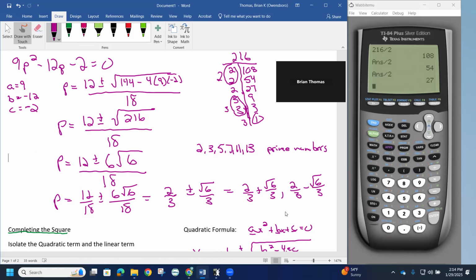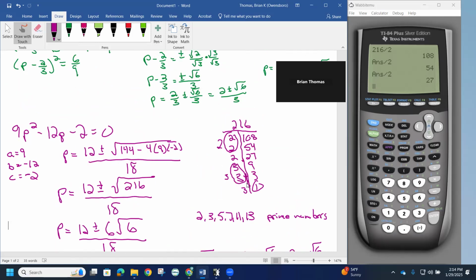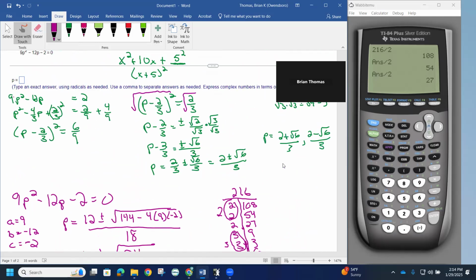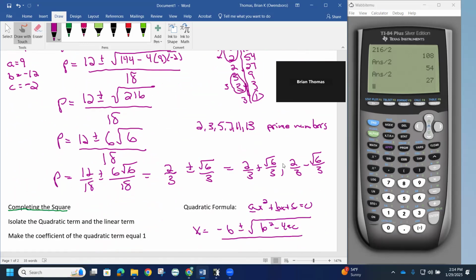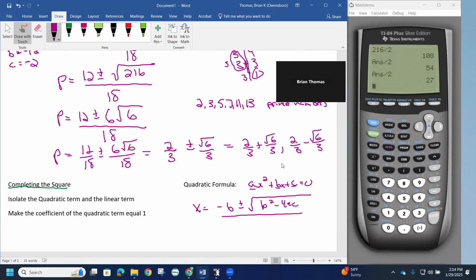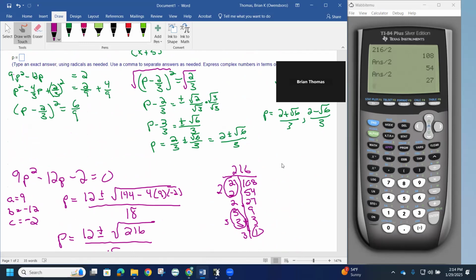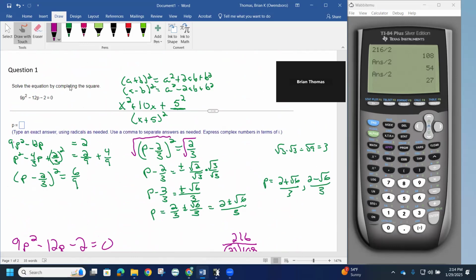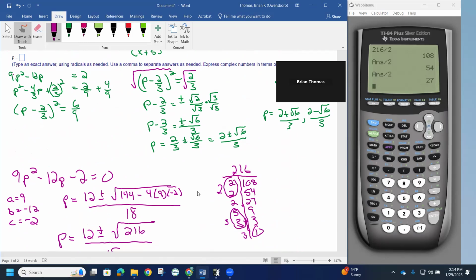I can also use the quadratic formula to do that. And do we get the same answer? Yeah, it looks like the same thing: 2/3 and the square root of 6 over 3. So we have 2 ways to go about doing that problem: completing the square or the quadratic formula. I know the directions say complete the square, but feel free to also just use the quadratic formula.